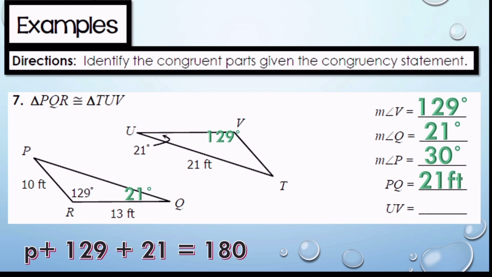Well, our last one, they want to know UV. Go look at my other triangle. That matches QR. This is what I'm looking for in this triangle. There's no measurement there, but it corresponds, meaning it has the same size as RQ. Therefore, it is 13 feet. And notice what I have here, ladies and gentlemen. When it's a degree, that goes to an angle measure. When it's a side length, I have feet. You must have those written down.